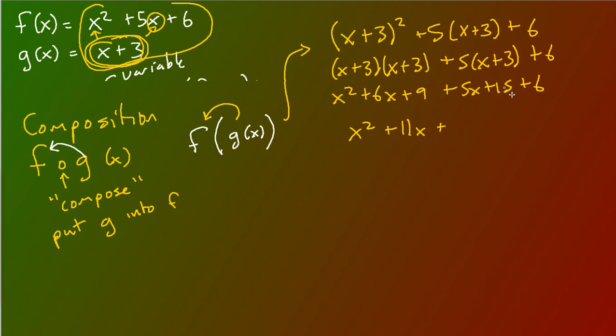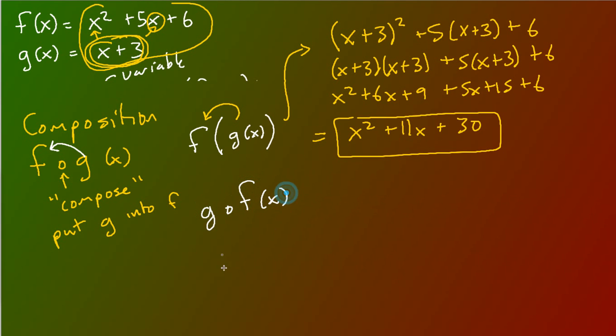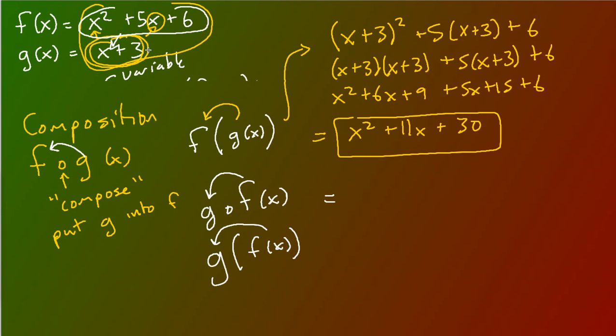I have a 9 plus, this will be 21, so 30. And that is what f compose g of x is. Now I could also find g compose f of x, which could be written like this, or it could be written g f of x like that. And this means put f into g. So everywhere I see an x in g, I'm going to put f of x. So in this case, I would get all of this and put it into here.